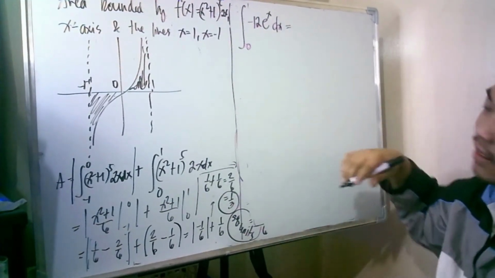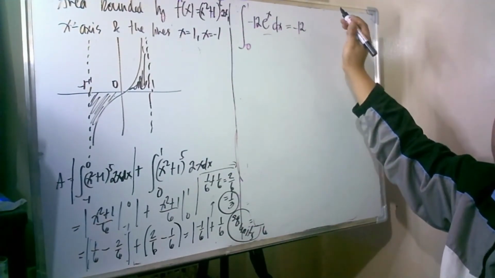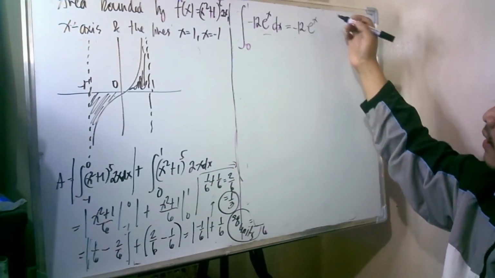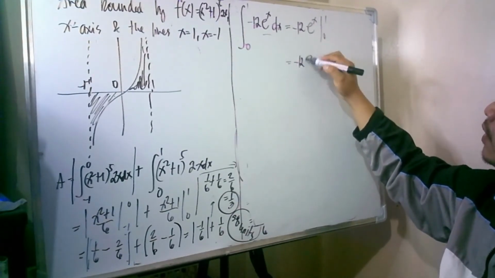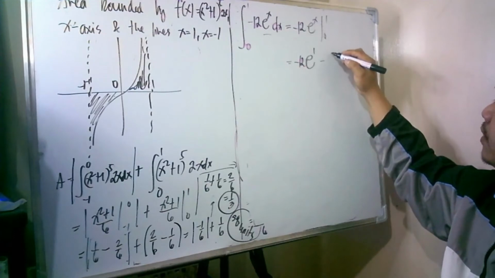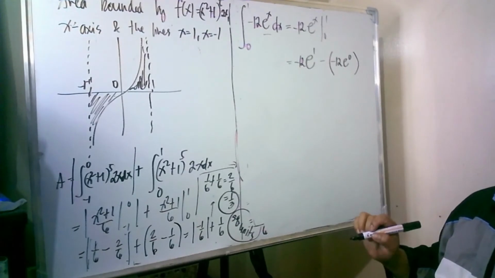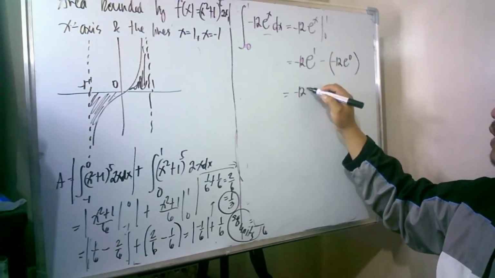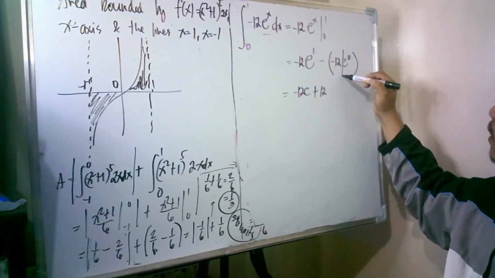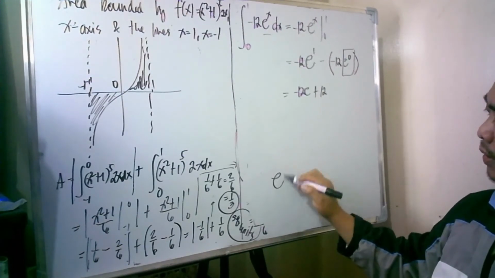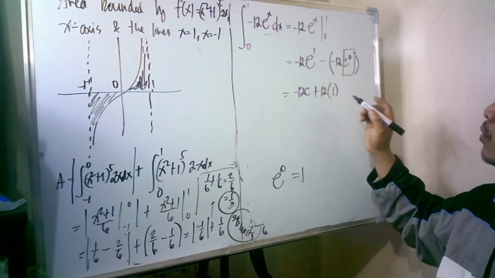Dali lang yan. I-factor out mo lang ang negative 12, di ba? Ano na yung integral ng e raised to x? E raised to x din. From 0 to 1. FTC, negative 12, substitution, e raised to 1, minus negative 12 e raised to 0. Negative 12e, because e raised to 1 is just e, plus 12. A number raised to 0 is 1, kaya 1 lang yung value ng e raised to 0.